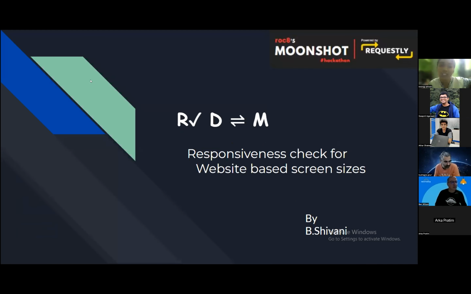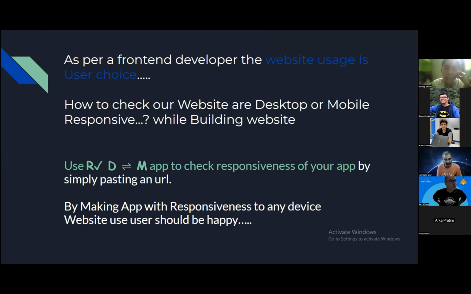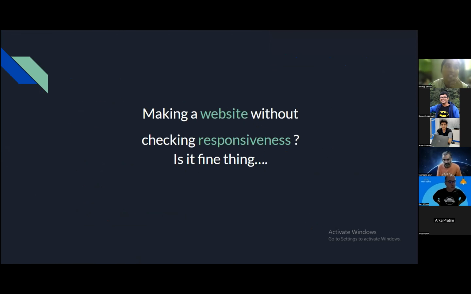This is an app checking the responsiveness of your website based on simply pasting a URL, based on screen sizes, like desktop to mobile or mobile to desktop. As per a front-end developer, the website usage is a user choice. The user can use any device or browser as per his or her comfort. So here I built an app where you can check the response of your app by simply pasting a URL. The problem is, making a website without checking responsiveness isn't a good thing for a front-end developer. So we have to engage with the users on mobile and desktop. We cannot change the impression of the user on different devices.